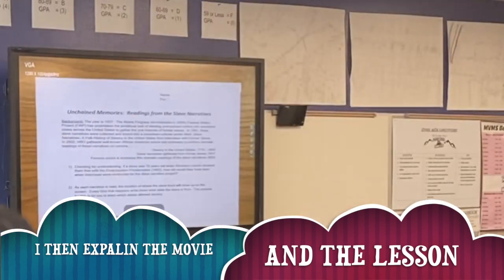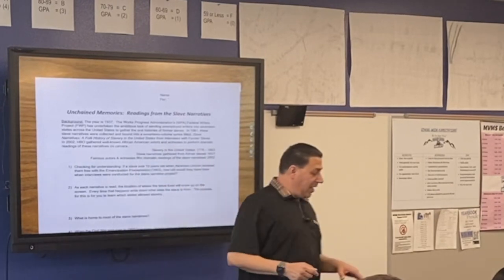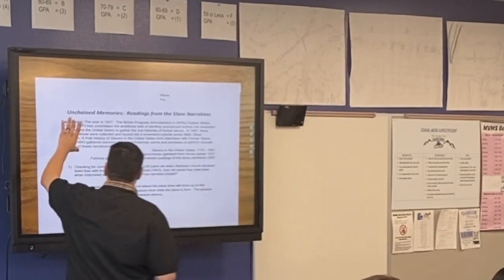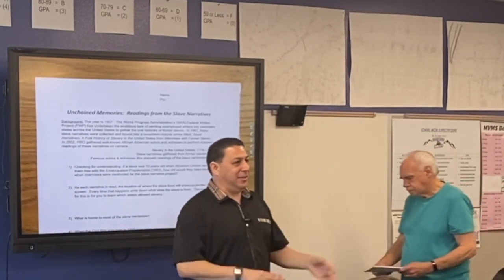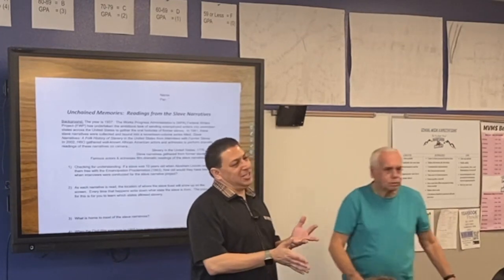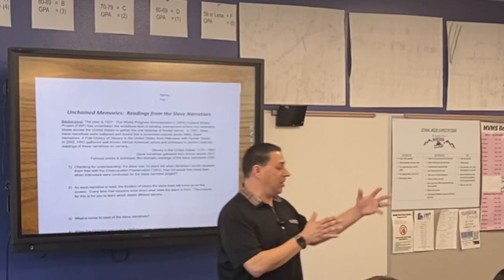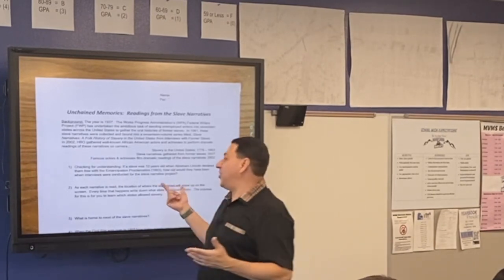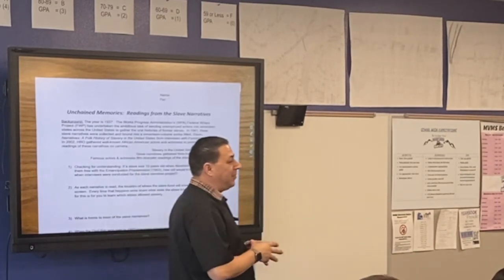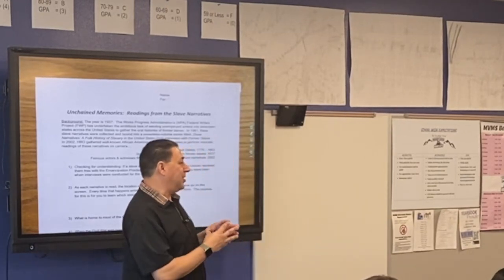It's called Unchained Memories, Reading from the Slave Narratives. So what this video is, basically, I'll just tell you what it says right here. 1865, slavery ends, right? Just by the way, just because slavery ends doesn't necessarily mean that it's all easy for African Americans after that point. Still a long ways to go. But 1865, slavery ends. And then in 1937, the American government goes, you know what we should do is we should interview all of these former slaves.